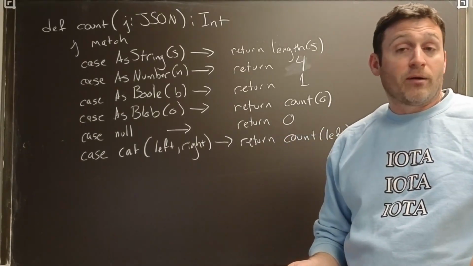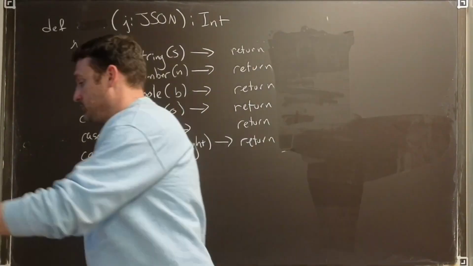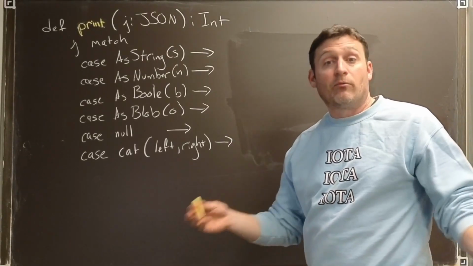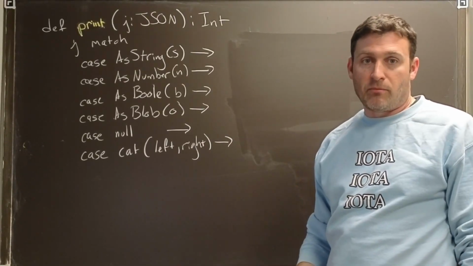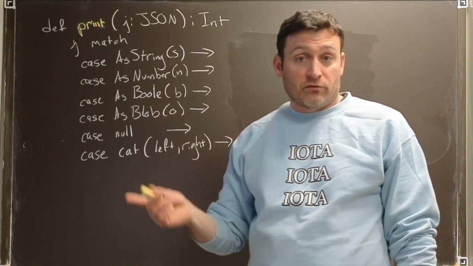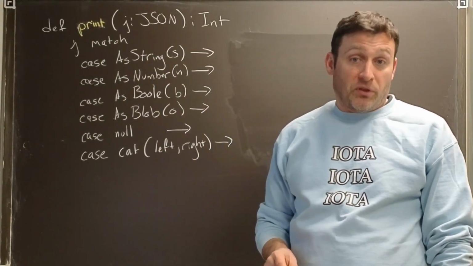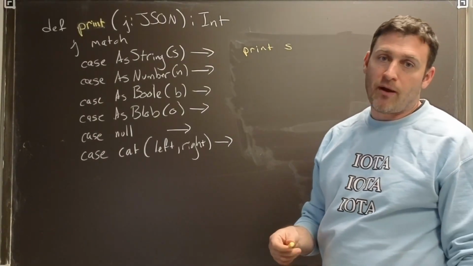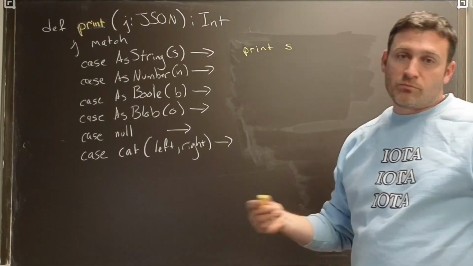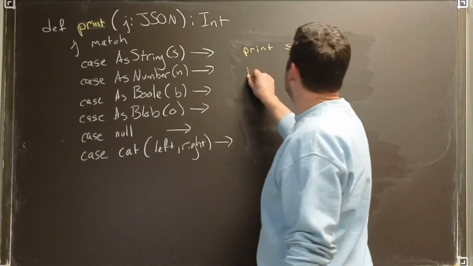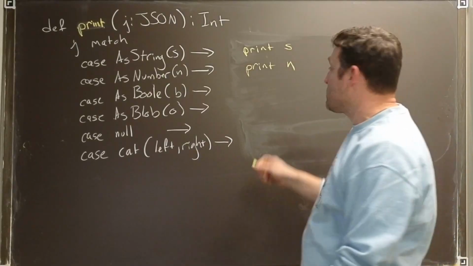What I can see is the program changes very little. I still have all the same ways that I could have built the blob, and so if I handle each one of those cases, I will know how to print an arbitrary JSON blob. So my first operator is called asString. That meant I built it from one string. Well, then I should just print that string. Again, I'm assuming that our programming language has some primitive operations, such as printing strings, printing integers, and so forth. When I get to the number, I print the number. Booleans can also be printed.